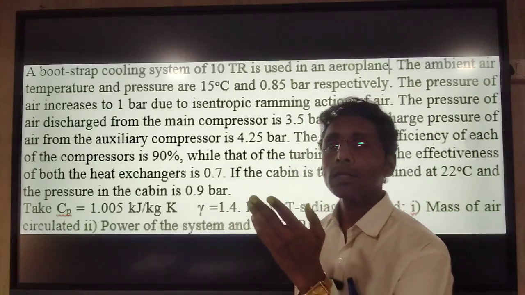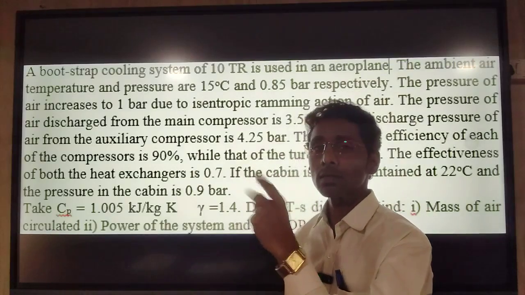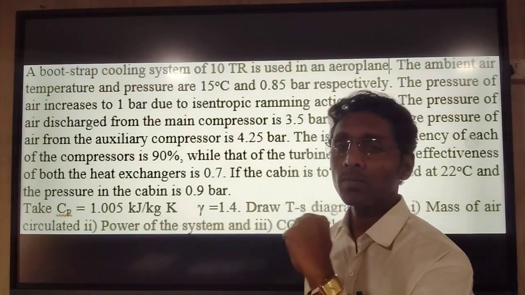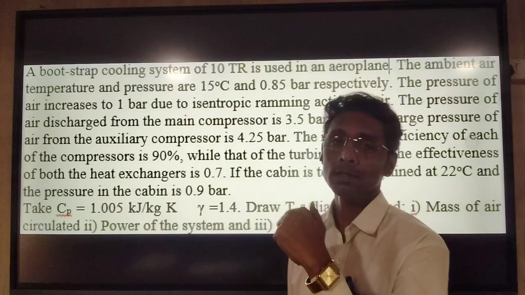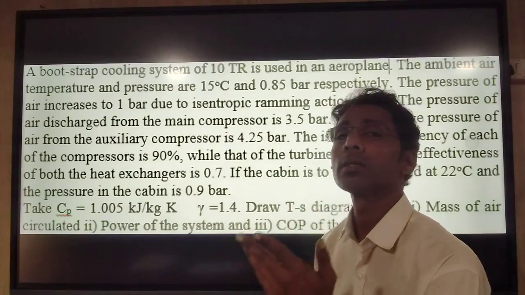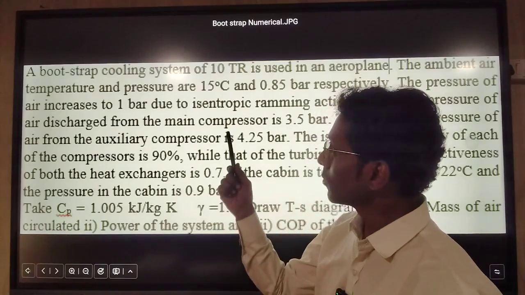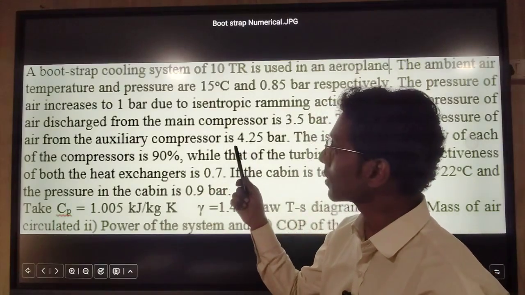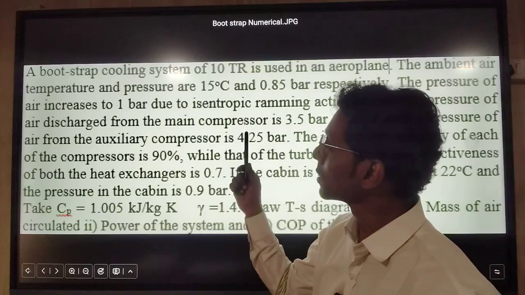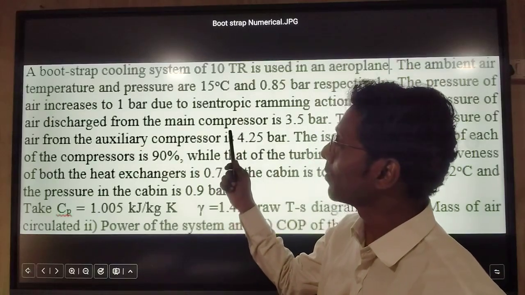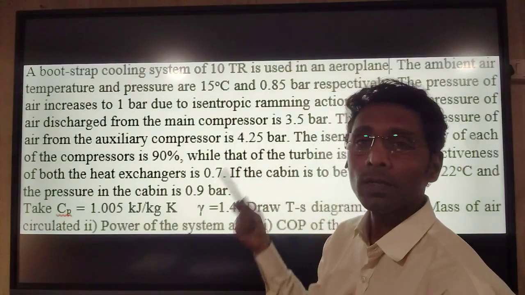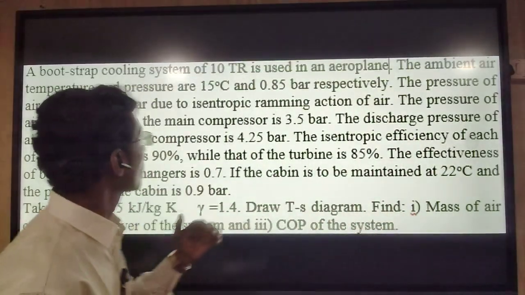Along with that, there are two heat exchangers. After each compressor, there is a heat exchanger. The first heat exchanger is called the air cooler, and the second heat exchanger is called the after cooler. Now we will solve this numerical. Before that, we will first read the statement, and after that we will fetch the data.